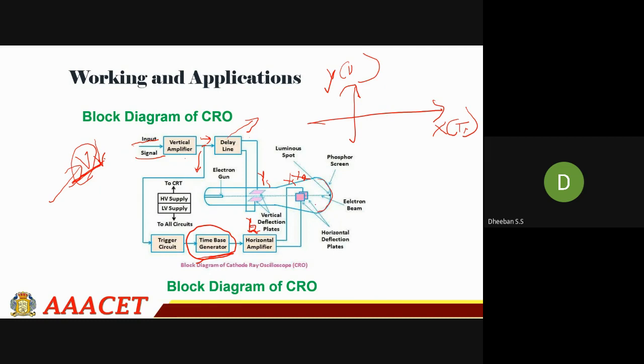As per the signal received, your delay line signal will be given, and your time-base generator also works. Based upon these two, there will be the display. How? The electron gun liberates the electrons. It starts to move from this side, this A point. B point is your screen. So it starts to move from A and finally it has to reach B.